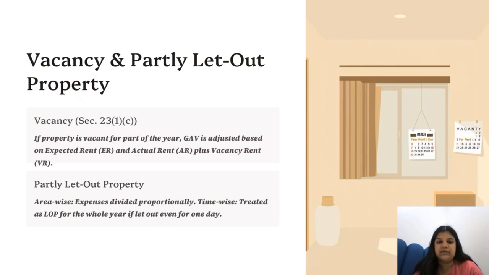This slide covers two important concepts. First, if a house is vacant for part of the year, then the gross annual value is adjusted. It is compared with the expected rent and whichever is lower is taken. Second, if the property is partly let out, like in case of area-wise, expenses like municipal taxes and interest are divided in proportion to the area. In case of time-wise, even if the property is let out for a single day, the whole property is treated as let out for the entire year.